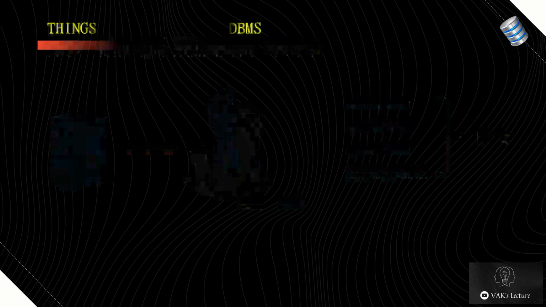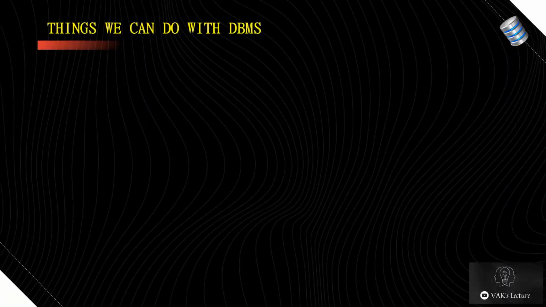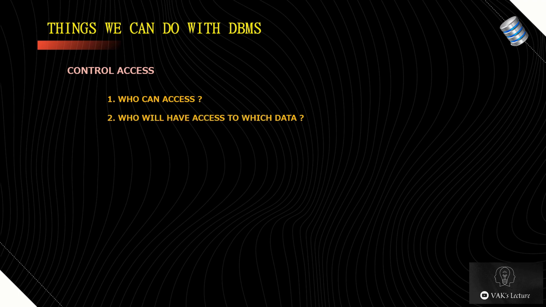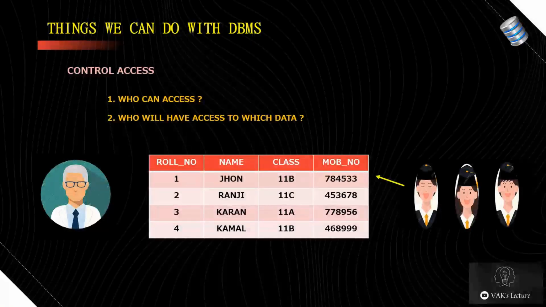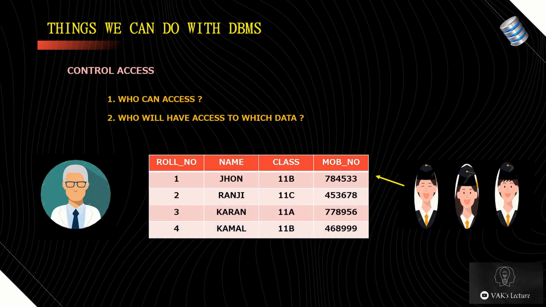Things we can do with DBMS. First one is control access. With DBMS, we can decide who can access the data and how much data can someone access. For example, if there is a college database, then each student must have access only to his or her own data. On the other hand, a teacher can have access to all students' data. This can be managed through DBMS.